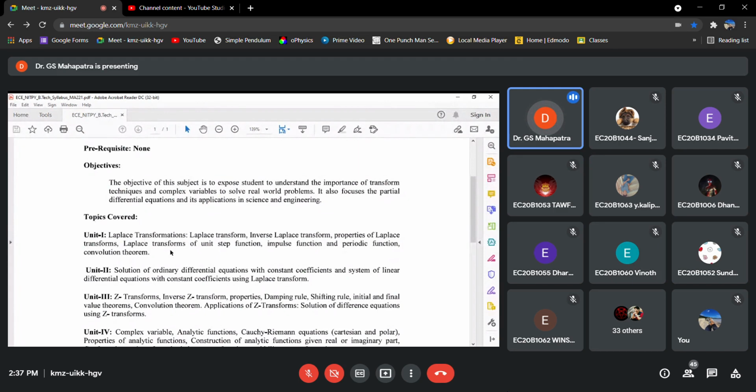So in your subject, you are a student of electronics, correct? ECE. Can you give one example of a function which is periodic function? Sine and cosine function, both. Correct. So these two. Is f of x, tan of x, tangent of x, a periodic function or not?